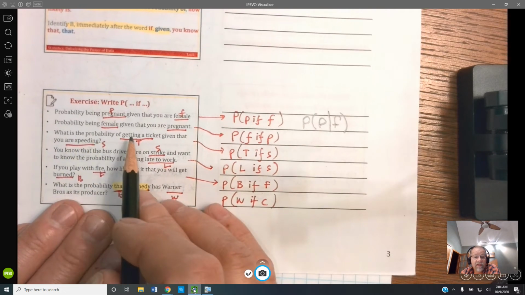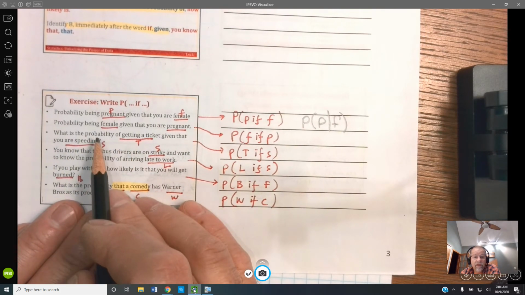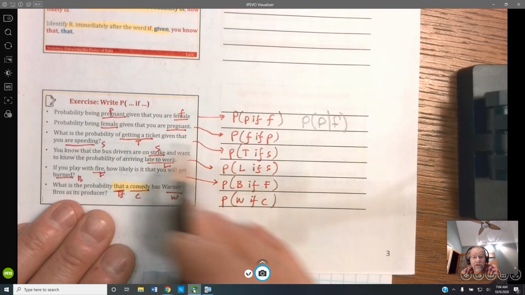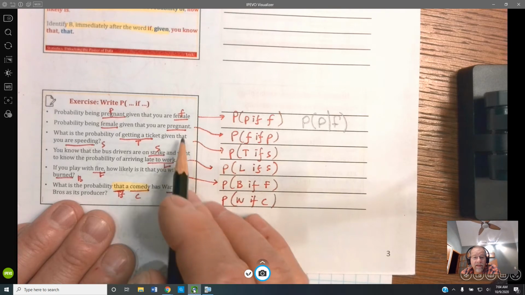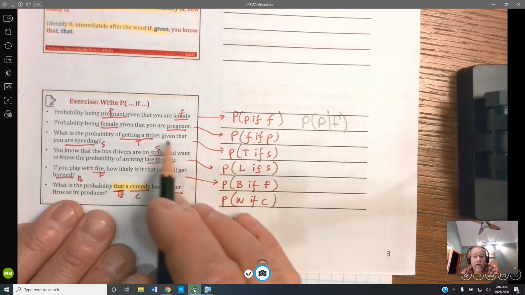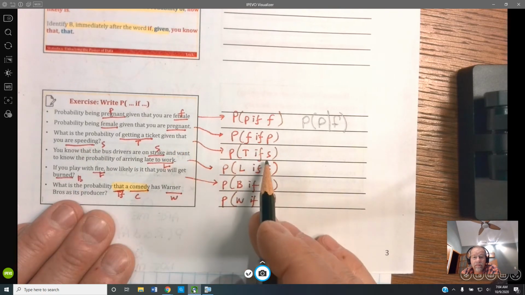What's the probability of getting a ticket? So probability comes right after it, getting ticket. Okay, so the ticket part is my first part. Given that, given, this has to happen. If this doesn't happen, I don't get the probability. I'm speeding.